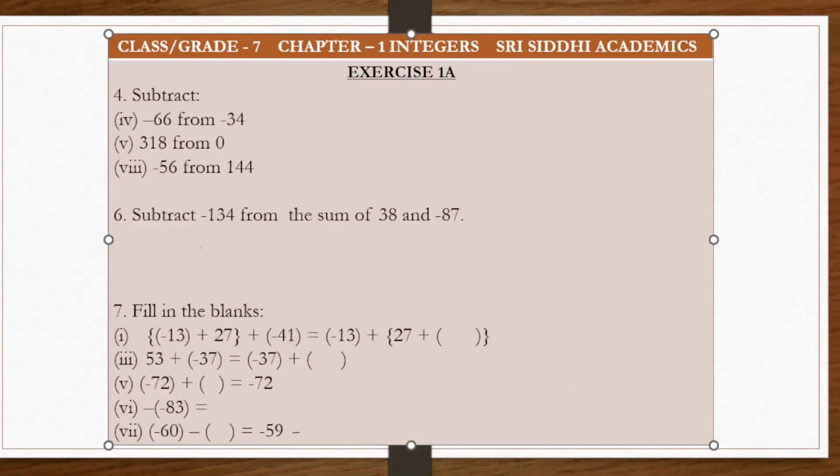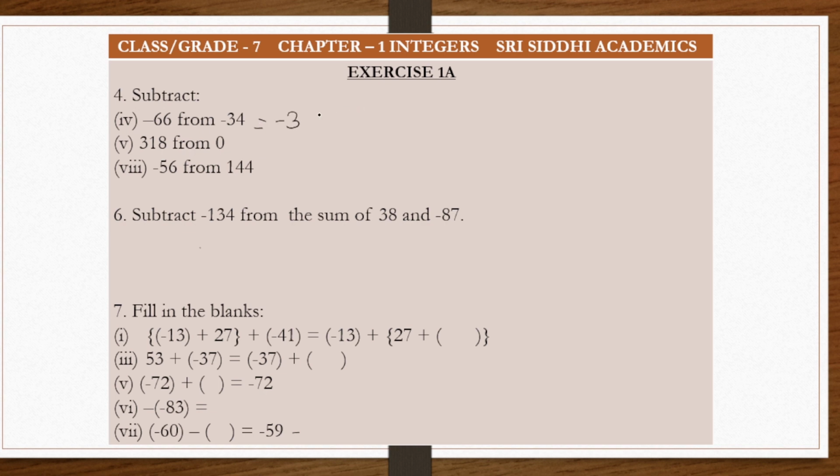Let's start with question number 4 from exercise 1A. Question number 4 says subtract. So now we will start with subtraction. Subtract minus 66 from minus 34. Whatever is written after "from" comes first. So we need to subtract minus 66 from minus 34, so minus 66 will come later.